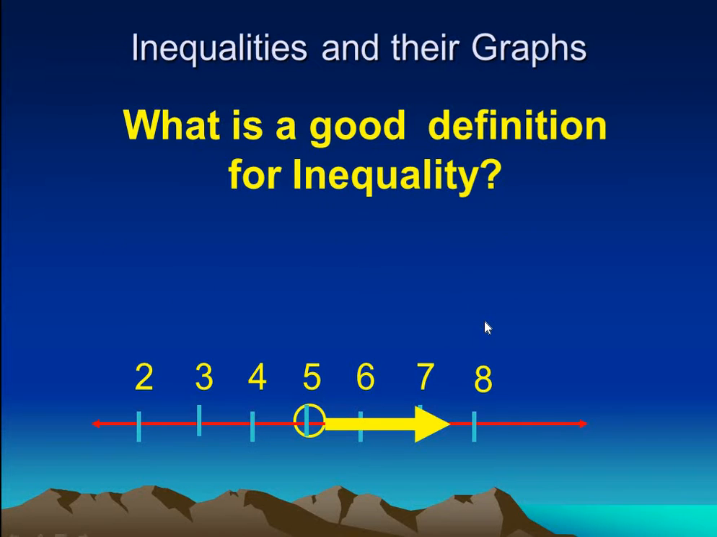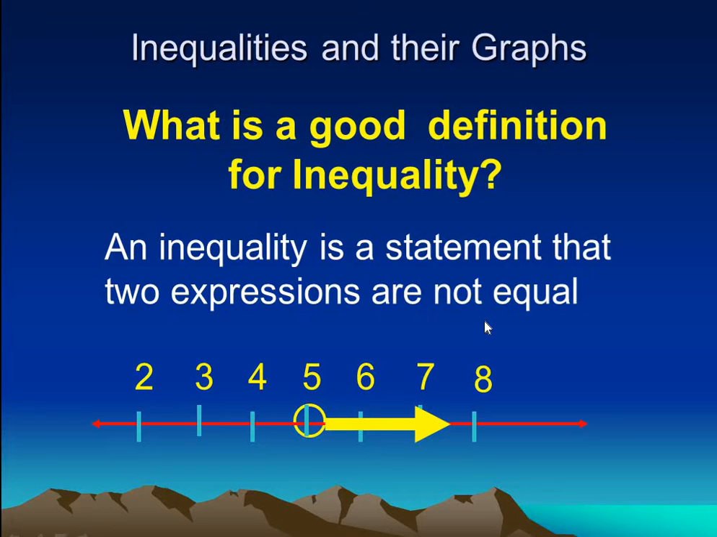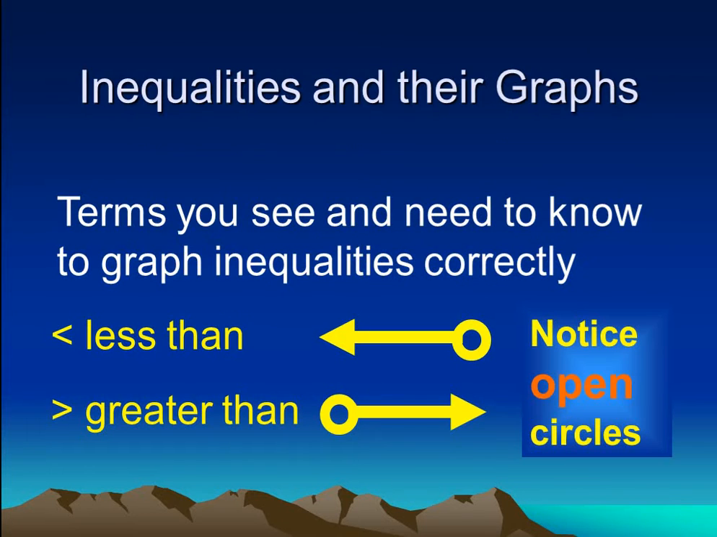What's a good definition for inequality? It's a statement that two expressions are not equal. I have a right expression and a left expression, to the right of the unequal sign and to the left of it, and they are not equal. We compare between them. Terms you need to know to graph inequalities correctly are these two signs, which tell you that we have an inequality: the less than or the greater than.